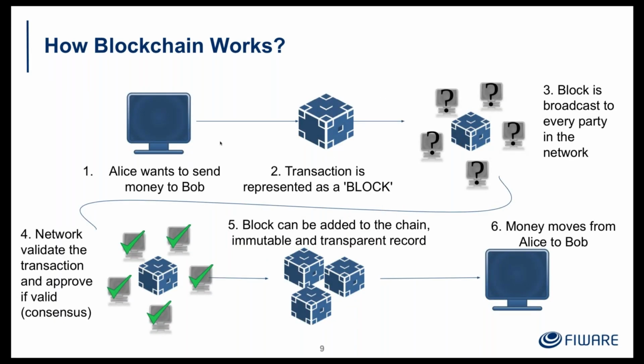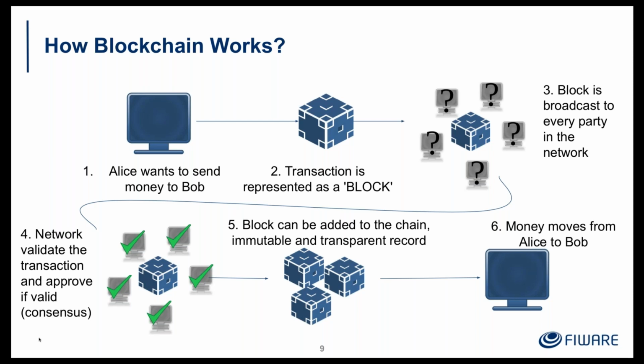Now, the way that blockchain works: for example, if Alice wanted to send some money to Bob, she will create a transaction, and that transaction is represented in a block, and it gets broadcast to all the parties involved in the network. The network validates the transaction and approves it if valid, and a consensus algorithm may play a role.